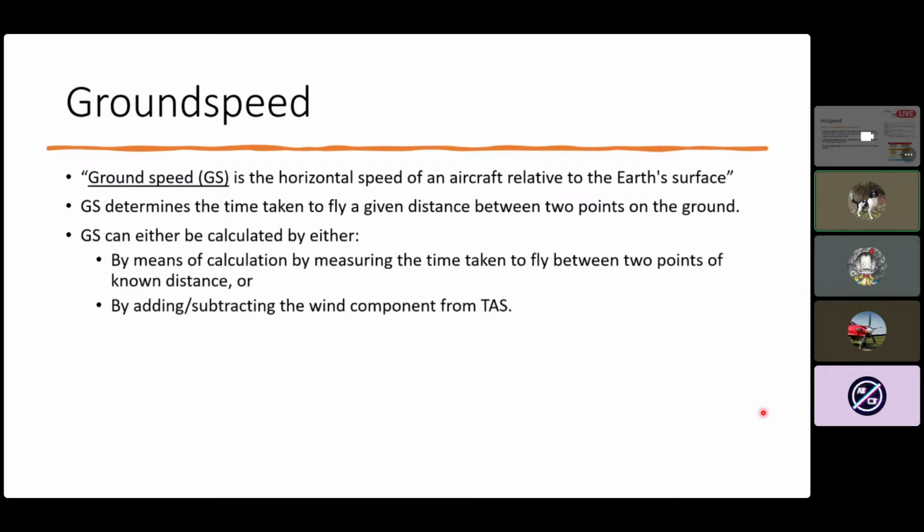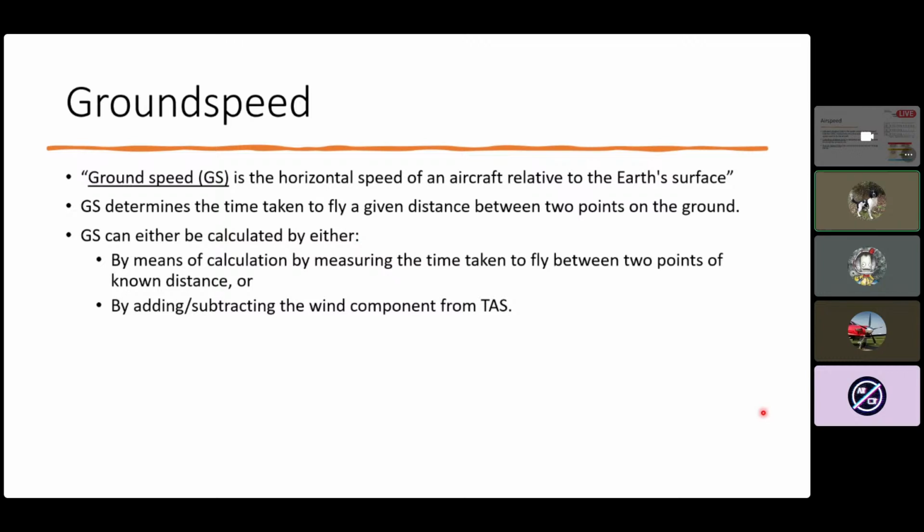So ground speed can be calculated by a couple of means. You can either measure the time taken to fly between 2 points of a known distance. So that's how we would do it the old-fashioned way. You don't have instantaneous ground speed readouts. So on one of your dead reckoning legs, you know the distance. You would measure the time taken between those 2 points, and then you would just do the old speed distance time equation to calculate the speed, and that speed that you calculate would be your ground speed.